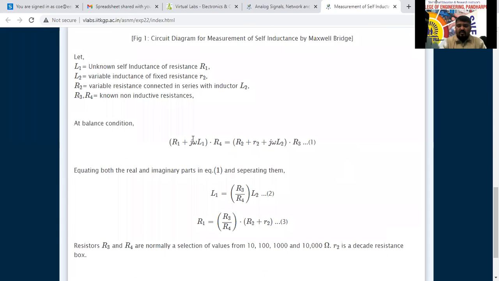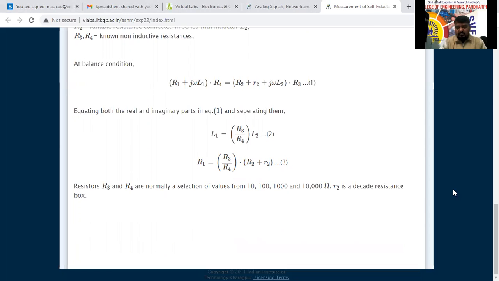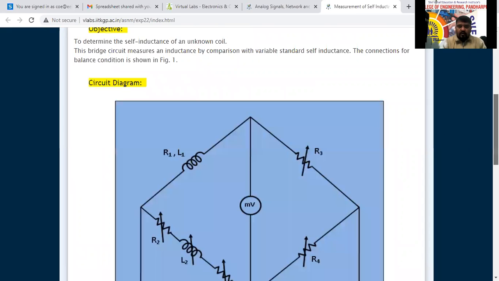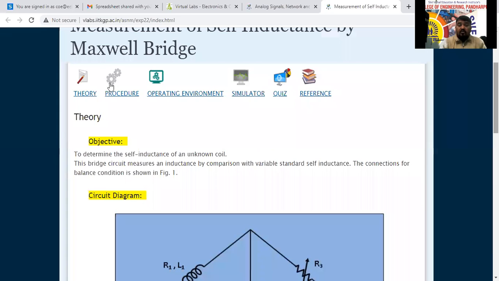Whatever I told earlier, Z1 Z4 equals Z2 Z3. This is R1 plus j omega L1, that is Z1, R4 equals Z4, Z2 equals R2 plus j omega L2, and Z3 equals R3. By multiplying, rearranging the equations and separating the real and imaginary terms, we get L1 equals R3 divided by R4 into L2, and R1 equals R3 R4 divided by R4, R2. These equations we have already derived just now. According to the virtual lab, what is the procedure we have to discuss here?